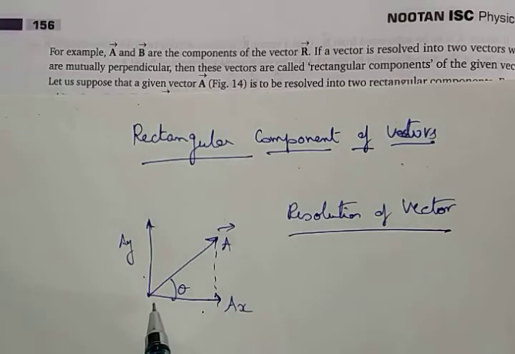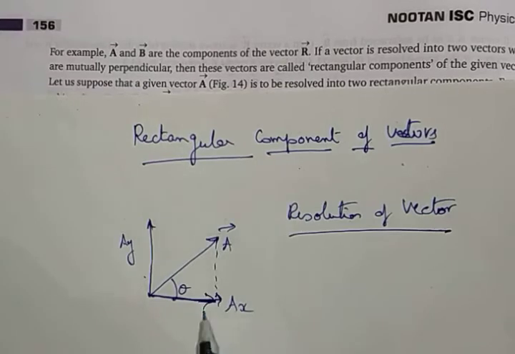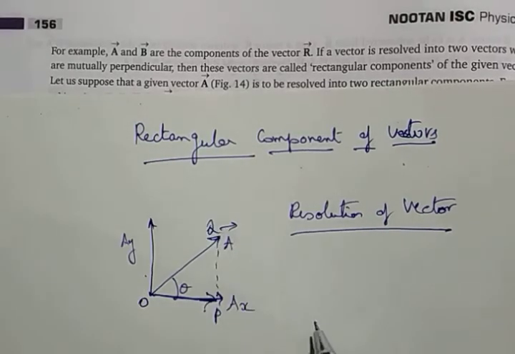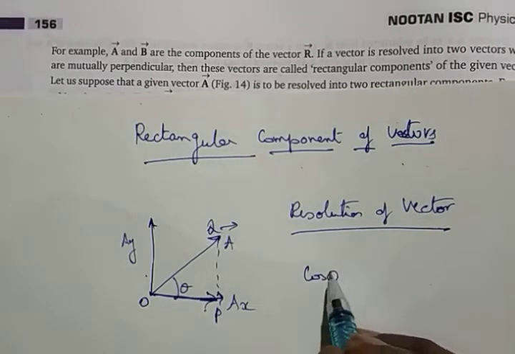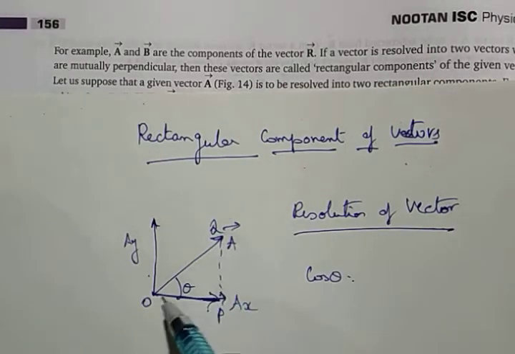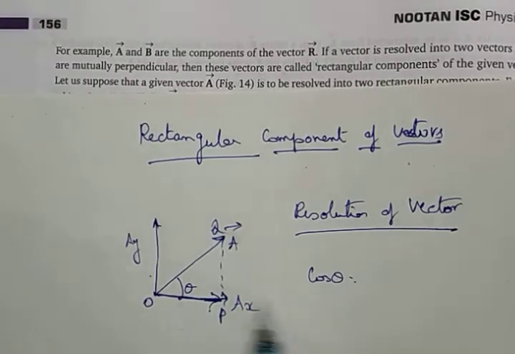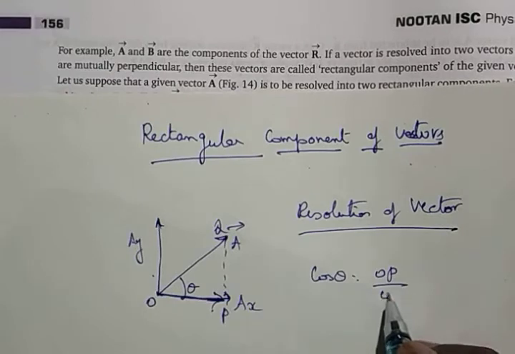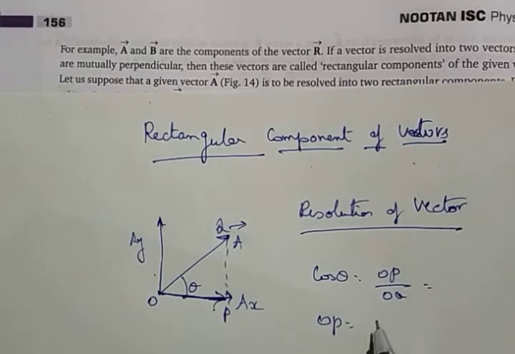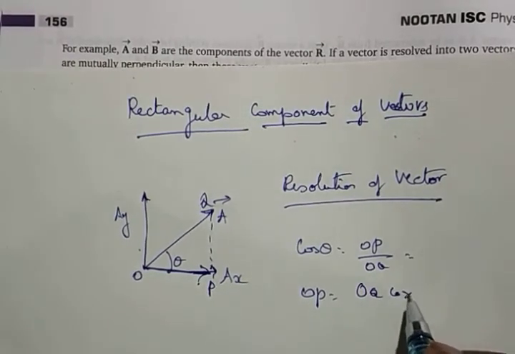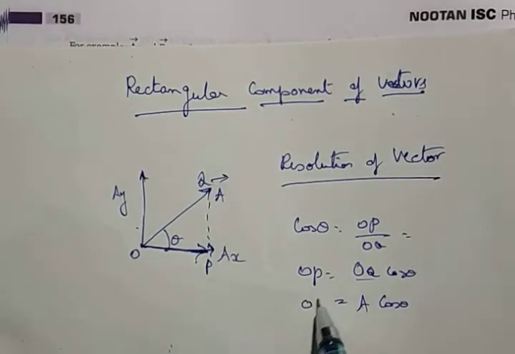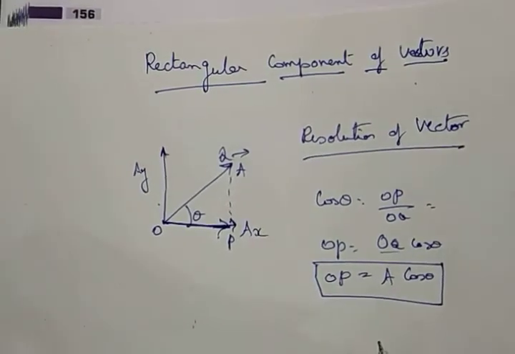If this is O, this is P, and this is Q, you already know what cos theta is equal to. Cos theta is adjacent upon hypotenuse, so OP upon OQ. So OP is equal to OQ cos theta. These are very simple things, we know this already. What is OQ? A. So A cos theta is OP.